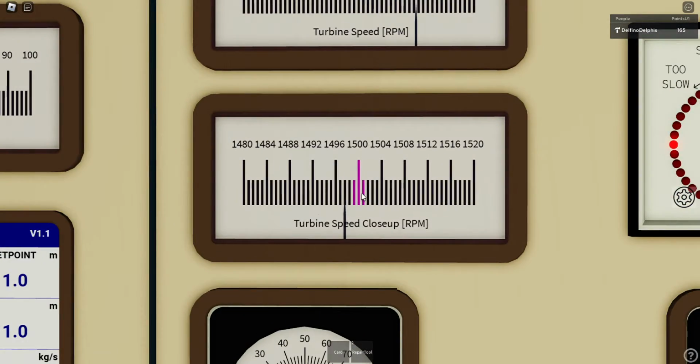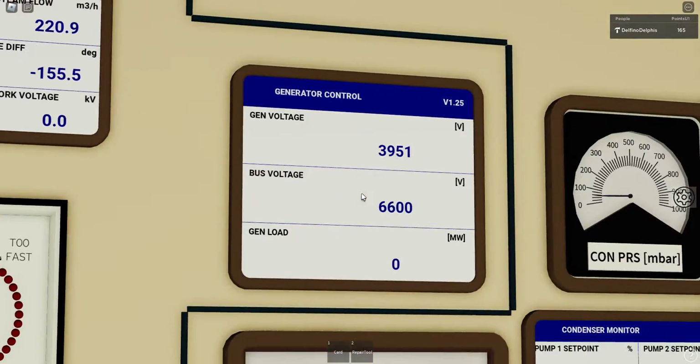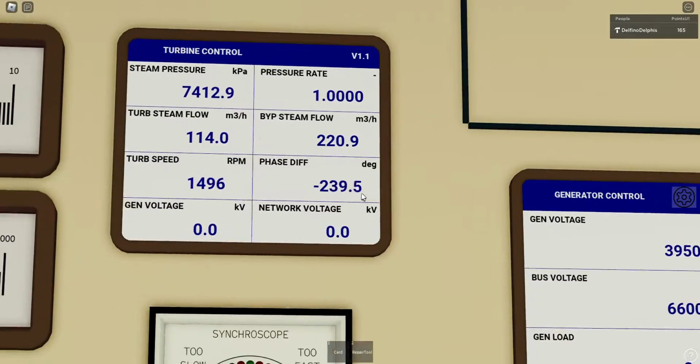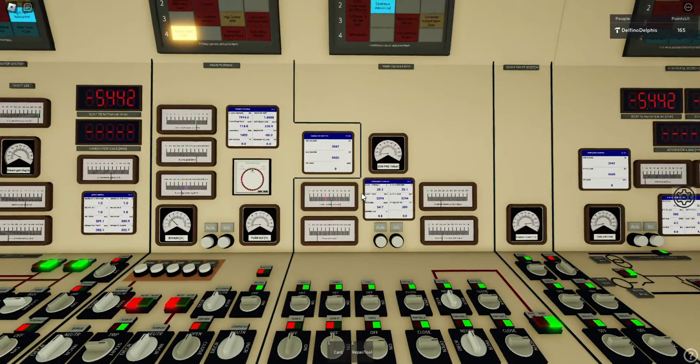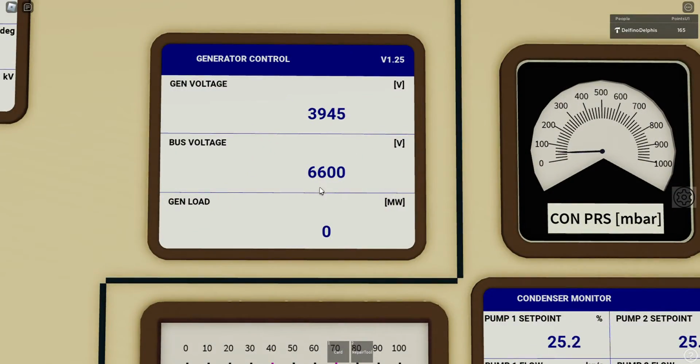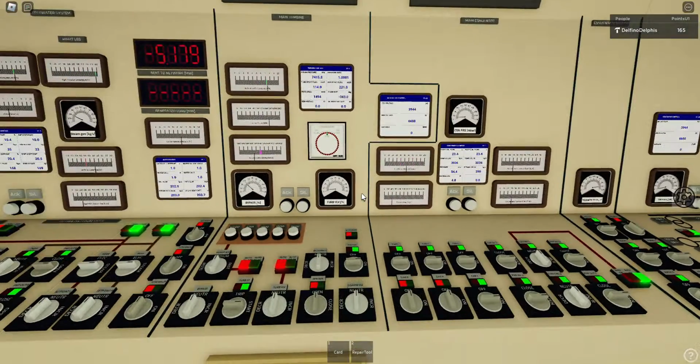So now when I'm close with the RPM, you can also read the RPMs. Where is it? Here. Now we want to set up the exciter. We want to have it at the same voltage as the bus. Oh my god, I moved the wrong switch.